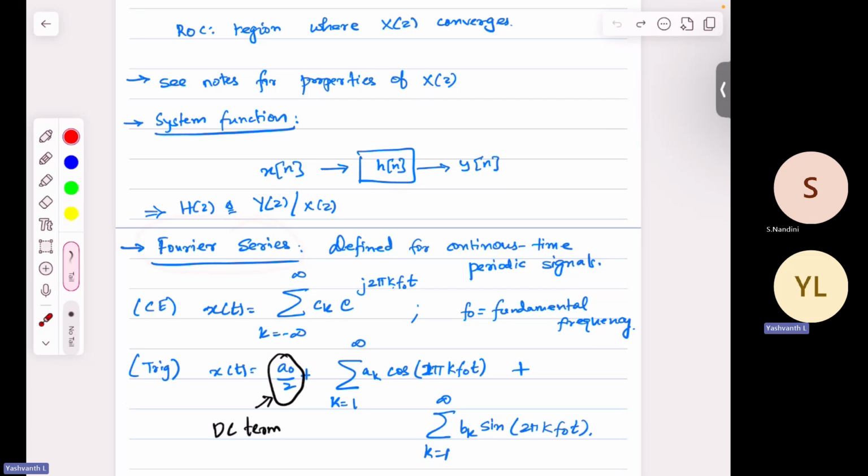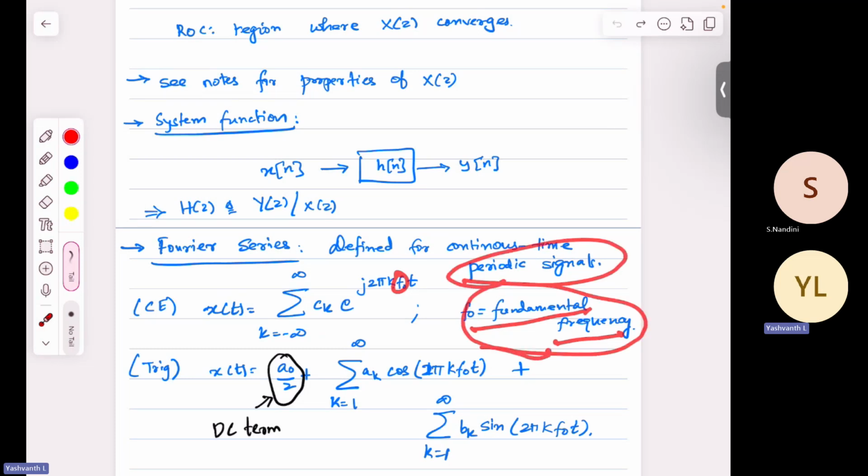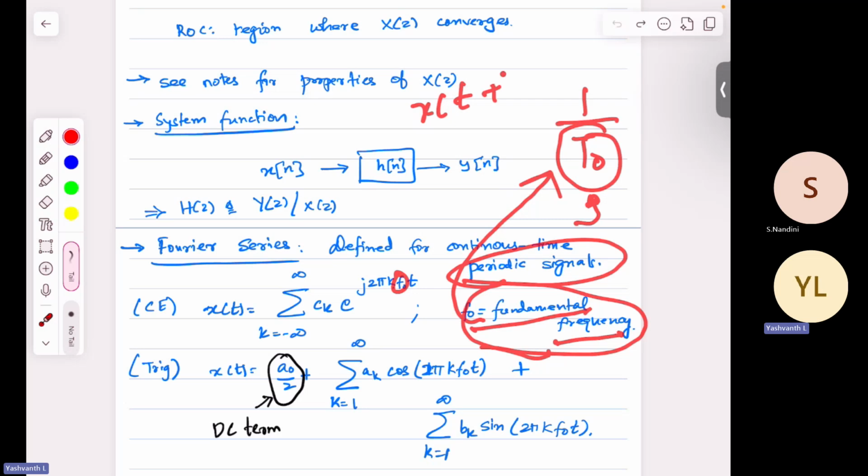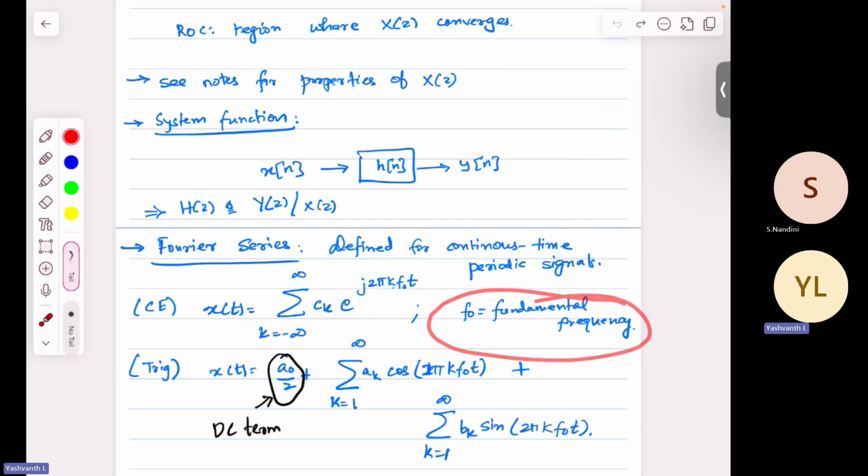And how is it defined? What it says is that any continuous time periodic signal x of t can be written as an infinite summation from k equals minus infinity to plus infinity of c_k e power j 2 pi k f naught t. What is f naught? f naught is the fundamental frequency, because it's a periodic signal, so you can have its fundamental frequency. What is the fundamental frequency? 1 by T naught, where T naught is the fundamental period. The smallest time for which x of t plus T equals x of t. The smallest value of capital T for which this equation holds is called the fundamental period. The reciprocal of the fundamental period is called the fundamental frequency.